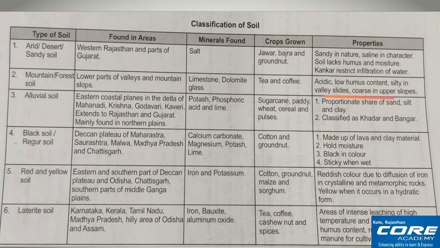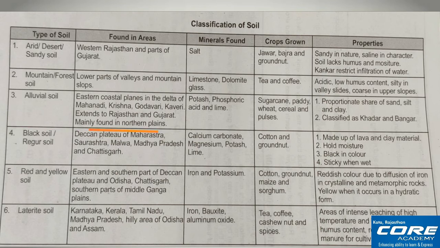Now we have the third type of soil, which is called alluvial soil, and alluvial soil is very famous in India because it is very fertile also, and it is made because of the big rivers, such as the Indus river, the Ganga river, the Brahmaputra river. Because of these, alluvial soil is found, and this is basically found in northern India. So let's discuss in which type of areas it is found. Basically it is found in the eastern coastal plains, in the deltas of Mahanadi, Krishna, Godavari and Kaveri.